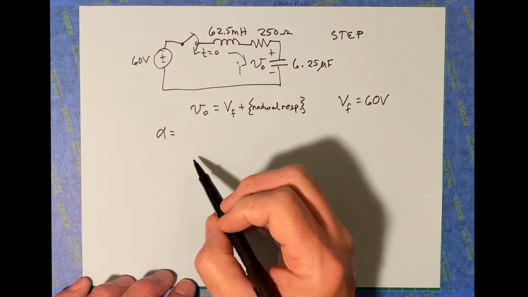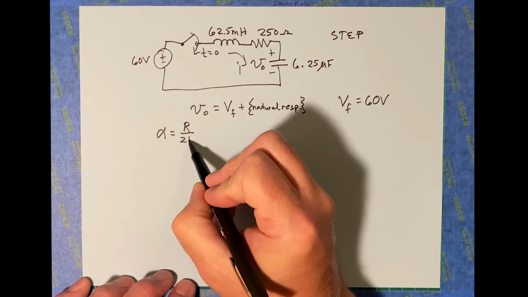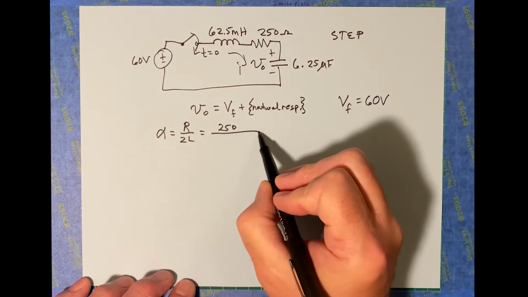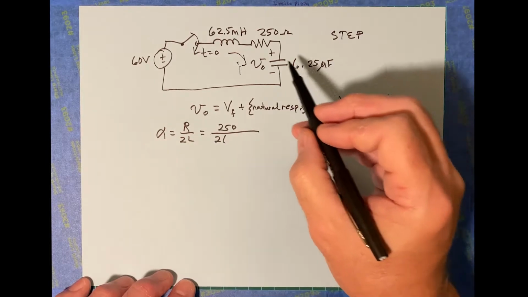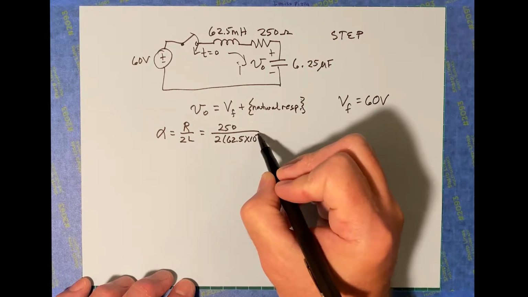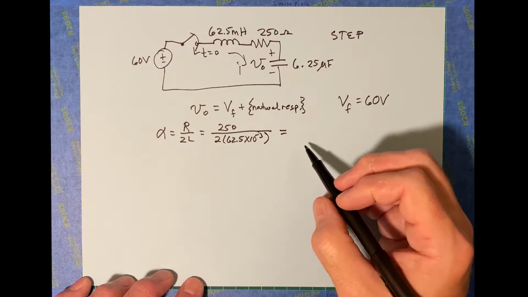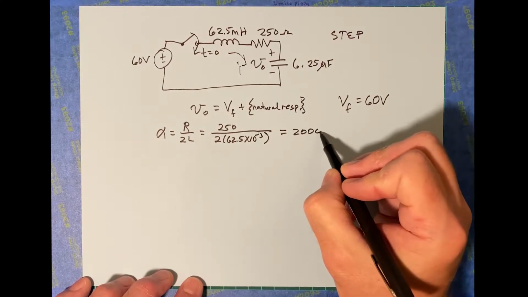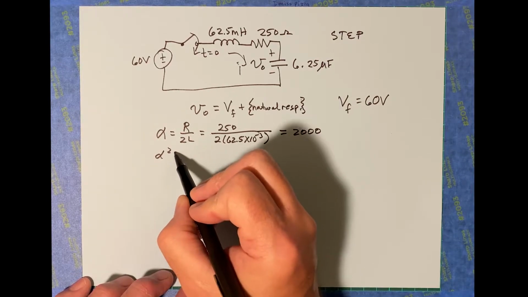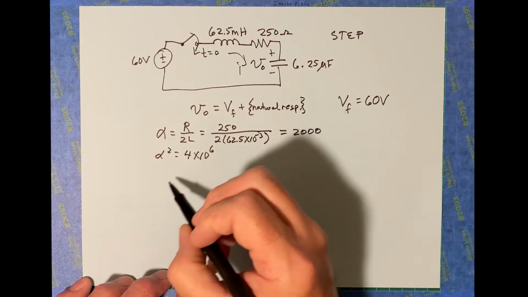Alpha is going to be, it's no longer 1 over 2 RC, it's R over 2L. So that's going to be 250 divided by 2 times L, which is 62.5 times 10 to the negative 3. All right, do that calculation right there, and that turns out to be 2,000 radians per second, which makes alpha squared 4 times 10 to the 6.